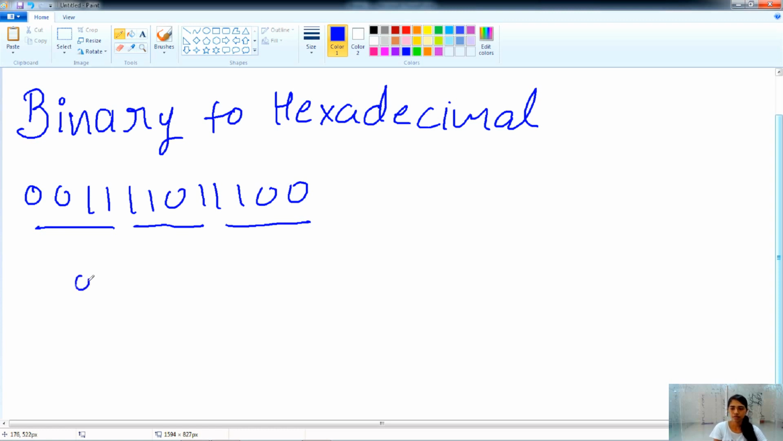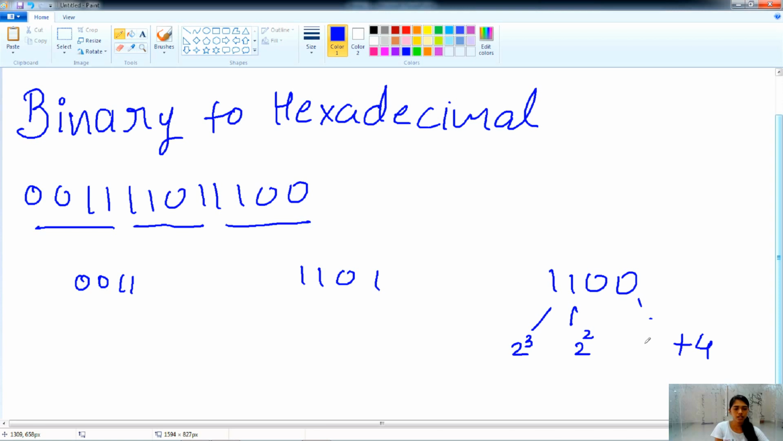We will write them a bit further apart: 0 0 1 1, 1 1 0 1, and 1 1 0 0. Now we will find the value of each group. Here we have 2 raised to 0, 2 raised to 1, 2 raised to 2 and 2 raised to 3. Now 2 raised to 2 is 4, plus 2 raised to 3, that is 8. Now 8 plus 4 would be 12.